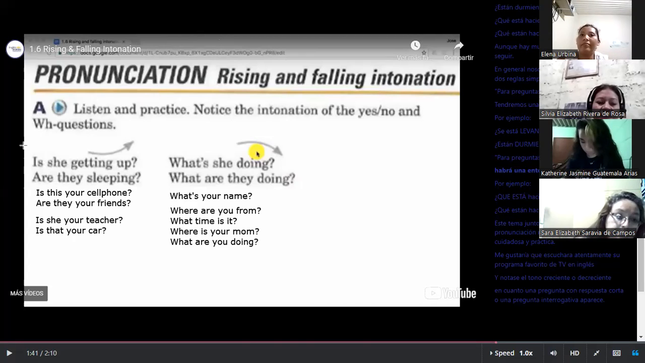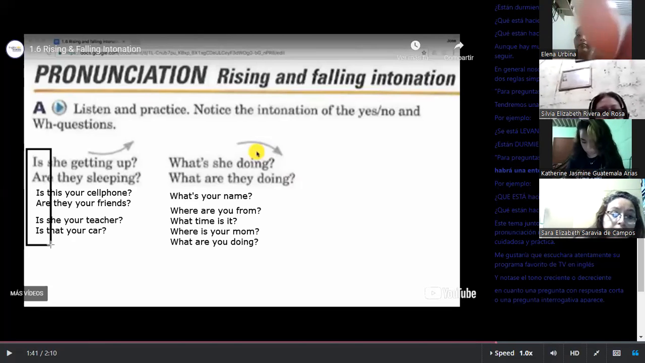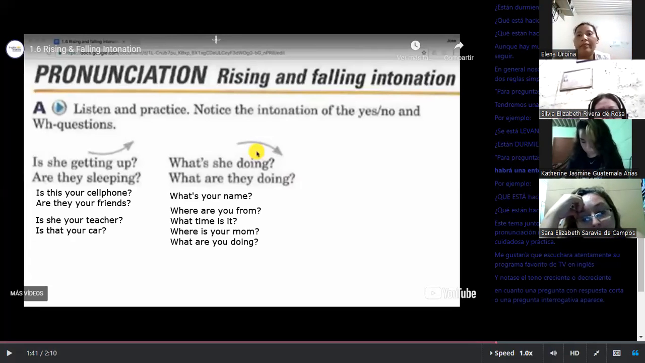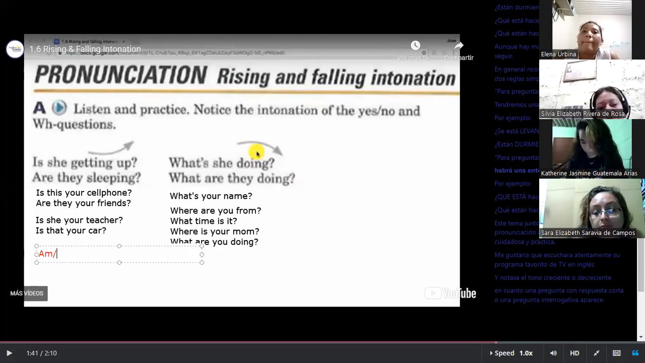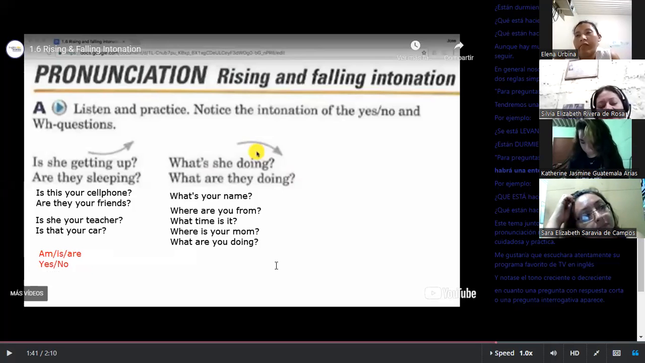¿La entonación sube cuando la pregunta es específica? Miren, la entonación sube cuando la pregunta empieza con el verbo to be. Cuando empieza con el verbo to be, en este caso am, is, and are. Esto me indica que la puedo responder con un sí y con un no. Am, is, are, yes and no. Ahí sube la entonación de la pregunta.